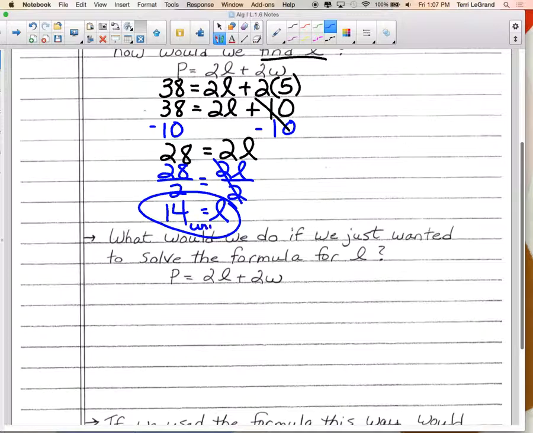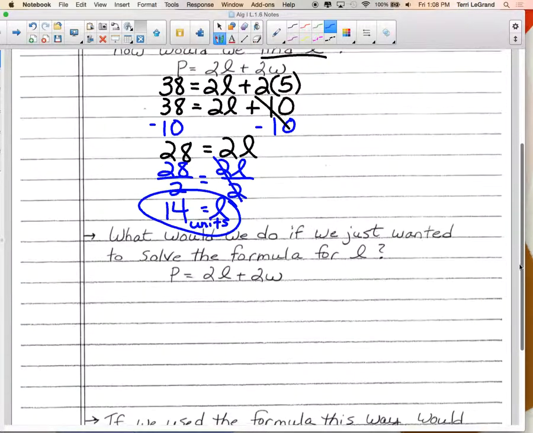This is one thing I find with students: we have a really hard time labeling the difference between perimeter, area, and volume. Perimeter is one-dimensional, units to the first power. Area is two-dimensional, units to the second power, units squared. Volume is three-dimensional, units to the third power, units times units times units. So we have to know how to label correctly.